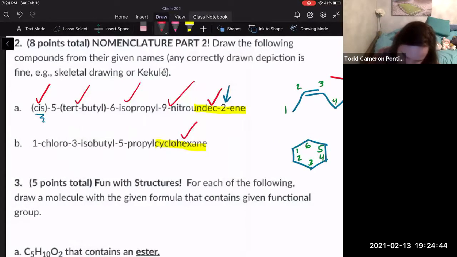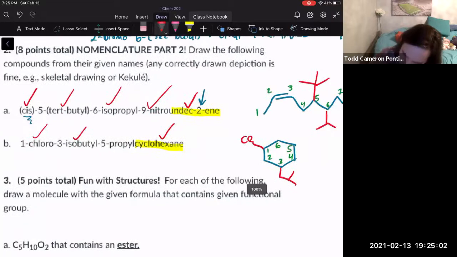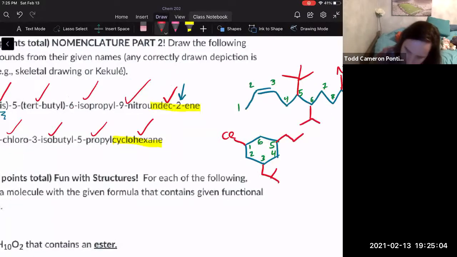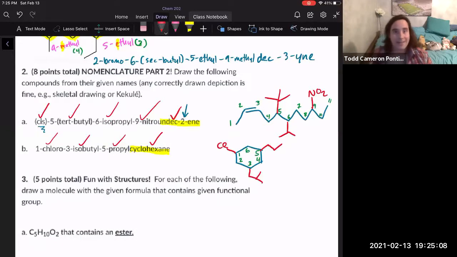1-chloro, I can do that, Cl. 3-isobutyl, okay, so off the 3, isobutyl has 1, 2, 3, 4 carbons, ends in a peace sign. And then 5-propyl, 1, 2, 3 carbons on a propyl. 1-chloro, 3-isobutyl, 5-propyl cyclohexane. Cool.